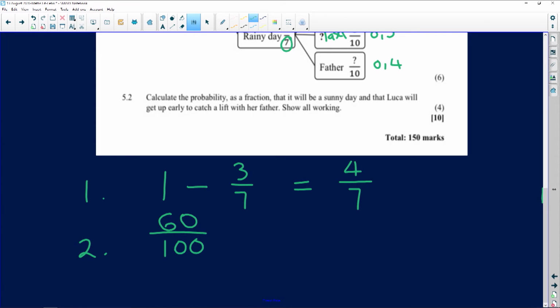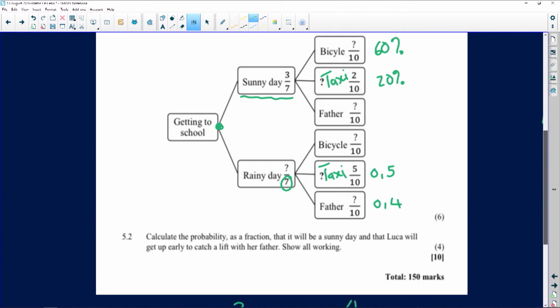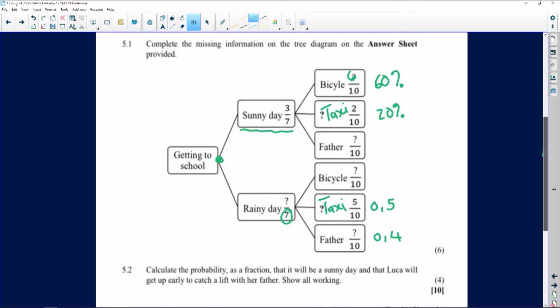And if I want to make it out of 10, I look for a number that I'm going to use that's going to make 100 into 10. So I divide it by 10. If I divide both by 10, I would then get 10 as my denominator, and I would get 6 over there. So it means that that number then would be a 6.